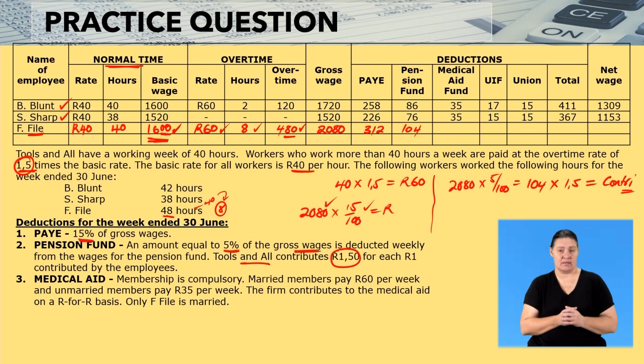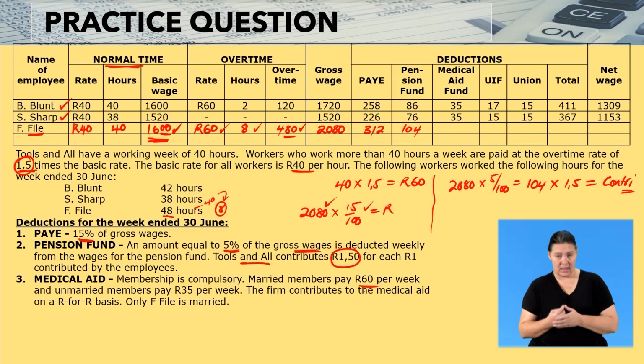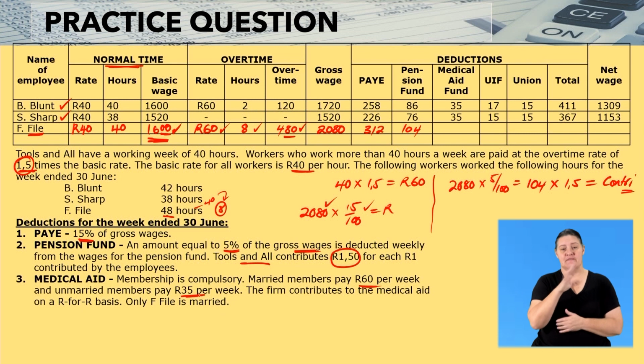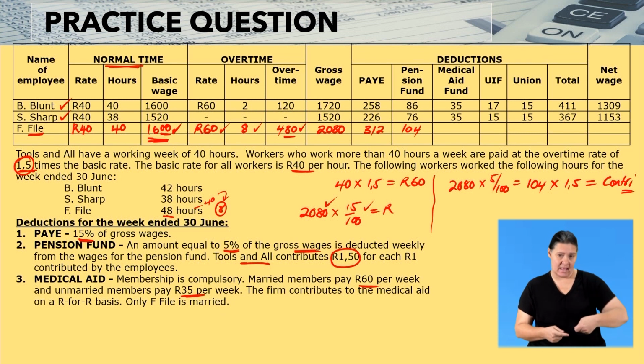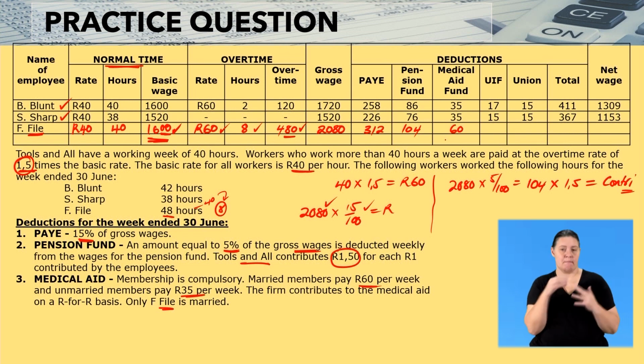Medical aid. Membership is compulsory. Married members pay 60 per week and unmarried members pay 35 per week. The firm contributes to the medical aid on a rand-for-rand basis. Mr. Ifile is married, therefore his medical aid is going to be 60 Rand because he is married.